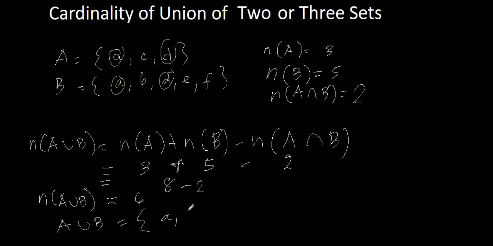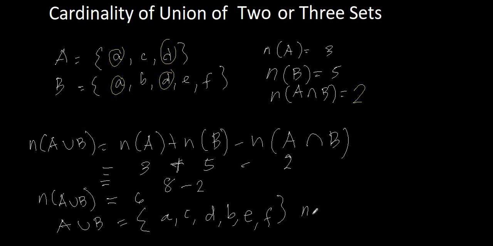We have A, C, D, and then let's list the elements of B. Okay, we have A, so we are not going to write A anymore since we have listed it already. Then B, D, so we have already D, then E, and then F. So these are all the elements of A union B: A, C, D, B, E, F.